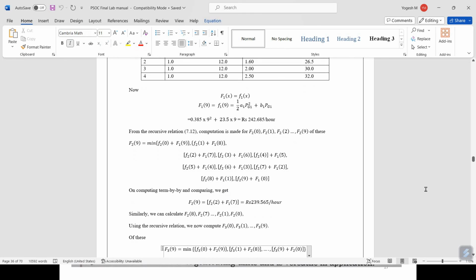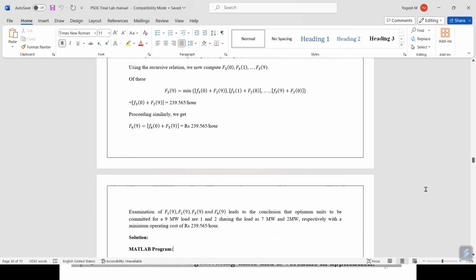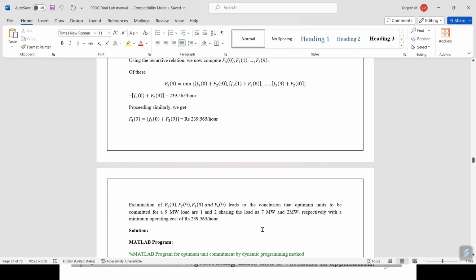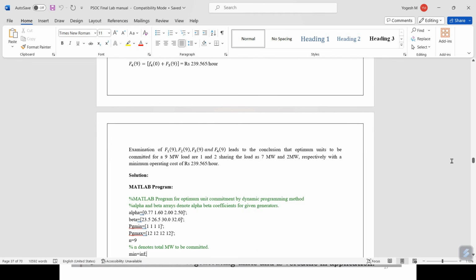From the theoretical calculation, we have observed that the 9 megawatt load will be shared by unit number 1 and 2. Unit 1 will share the load of 7 megawatt and unit 2 will share the load of 2 megawatt. The same numerical we will simulate with the help of the MATLAB software.